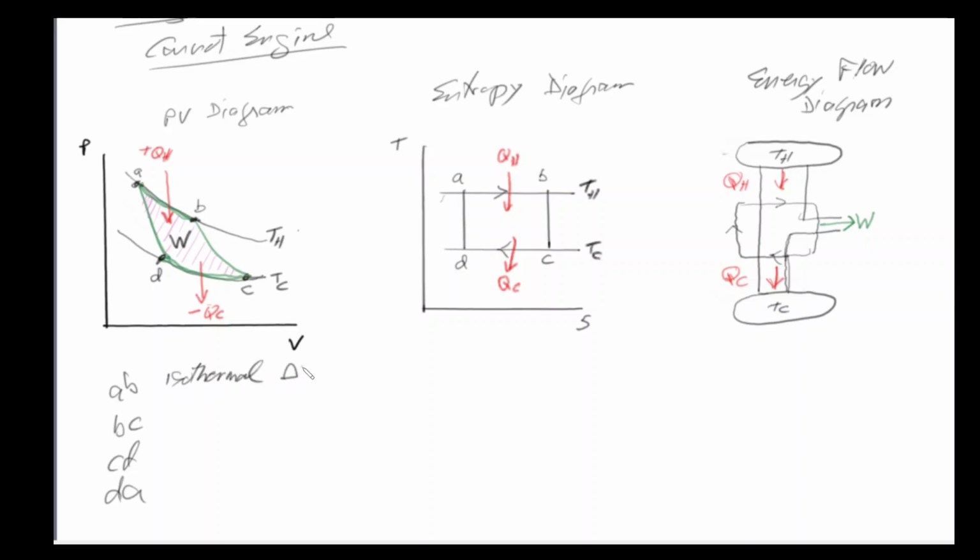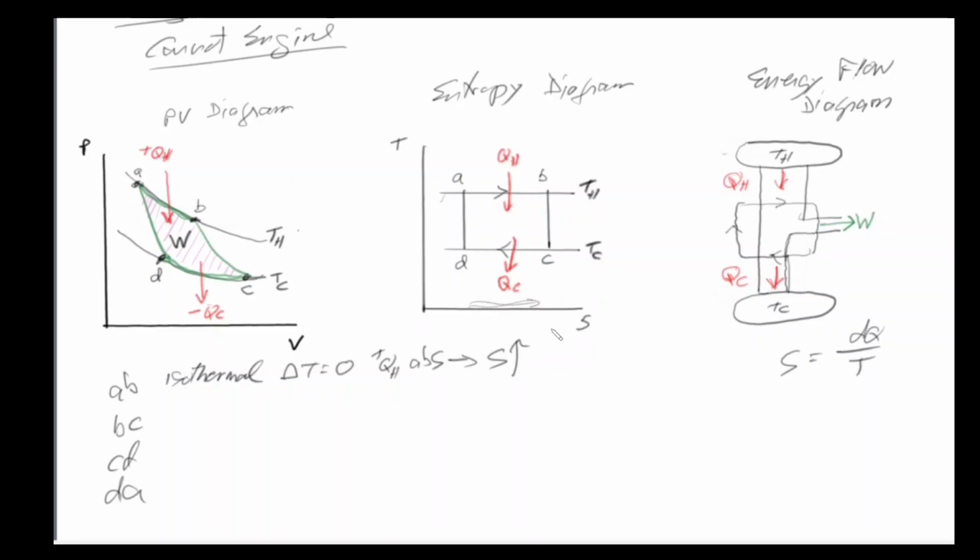And that means the change in temperature equals 0. We see that energy is absorbed. Q sub H is absorbed, which means that we do have a change in entropy because entropy is equal to dQ over T. So entropy goes up, and you can see that on the entropy diagram. From A to B, entropy goes up.